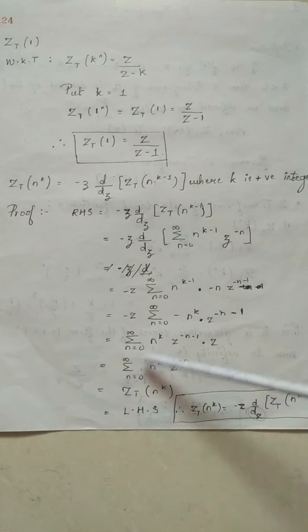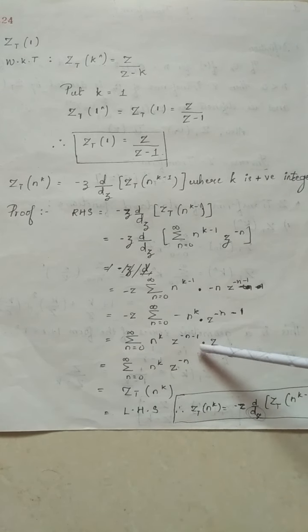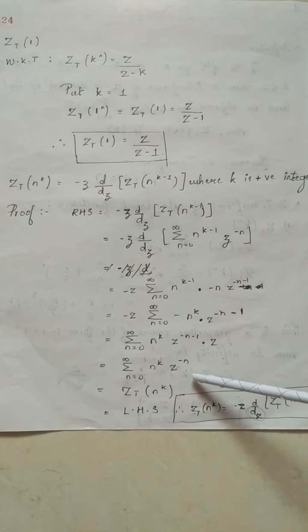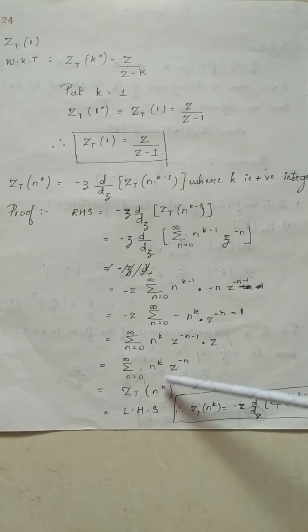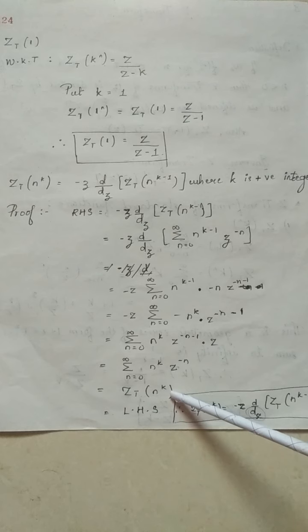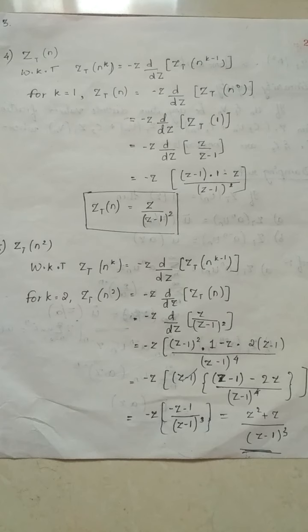You get summation n is equal to 0 to infinity n to the power k as it is, and when you simplify these two you get z raised to minus n. Now this is nothing but, according to the definition, summation n is equal to 0 to infinity un z raised to minus n. Un z raised to minus n is nothing but z transform of un. Here our un is n to the power k. So we get z transform of n to the power k. This is our LHS. So we proved the result.